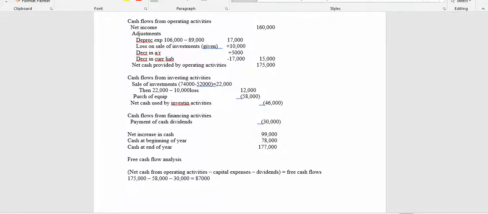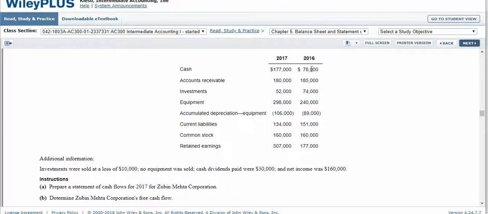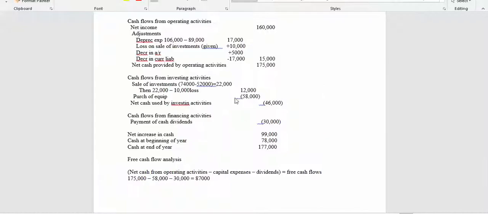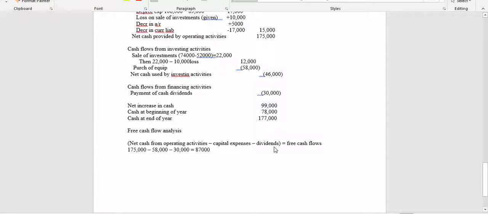We started the year with 78. We have to end with 177. That's what we know we have, so our cash flow statement needs to show that. And luckily it does. The 99 that was the change for the year plus the 78 of cash that we started with gives you 177. It ties to the balance sheet. If it doesn't, you're not done. You have to figure out why.